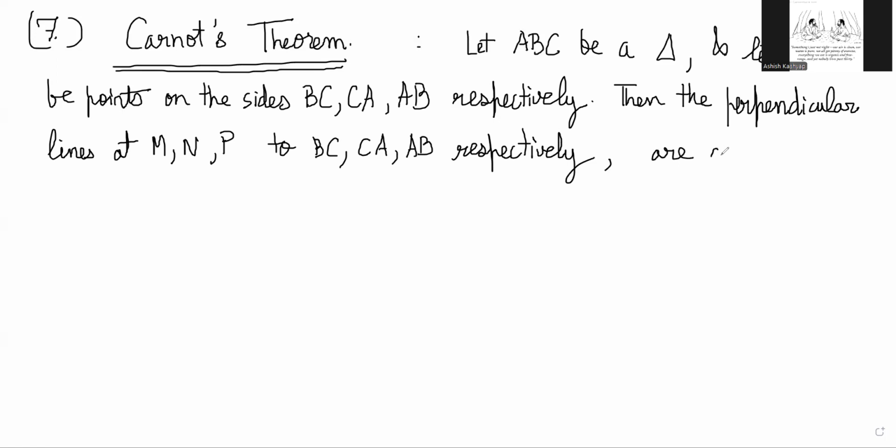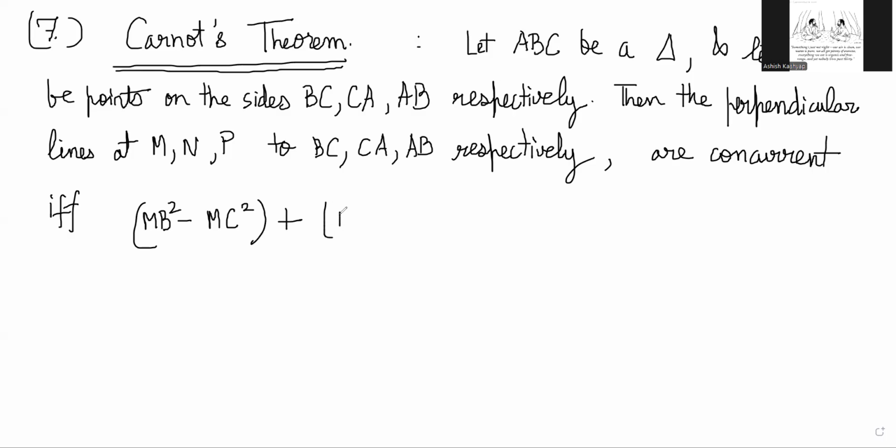are concurrent if and only if MB square minus MC square plus NC square minus NA square plus PA square minus PB square is equal to 0. So try to understand the theorem statement first.